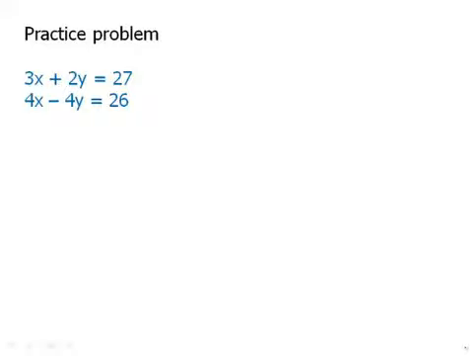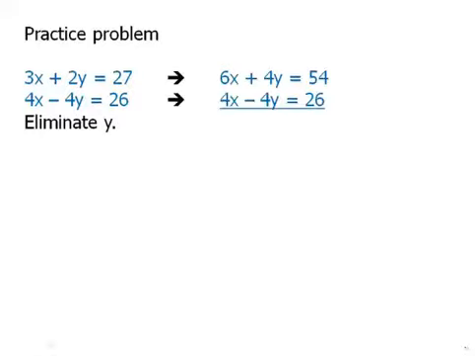It would be much more strategic to eliminate y, because all we'd have to do is multiply that top equation by 2. Multiply the top equation, every term, by 2. Then we have a +4y and -4y. We add, those cancel. We get 10x equals 80. X equals 8.